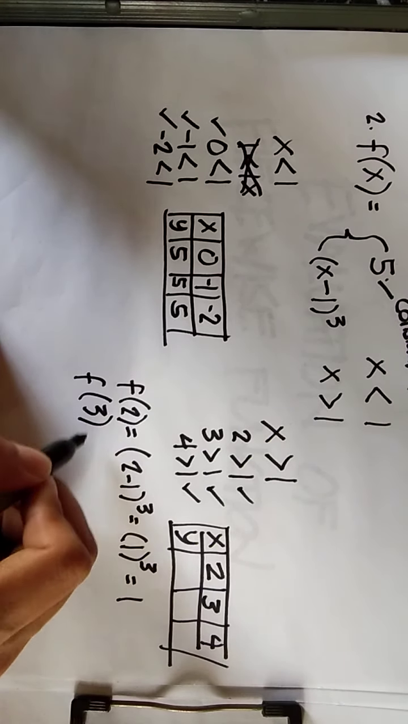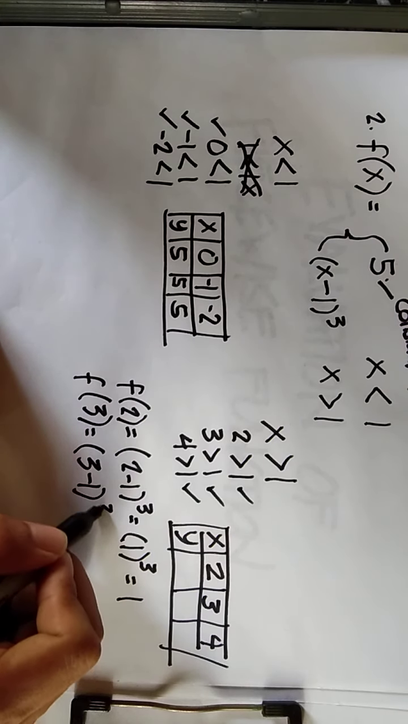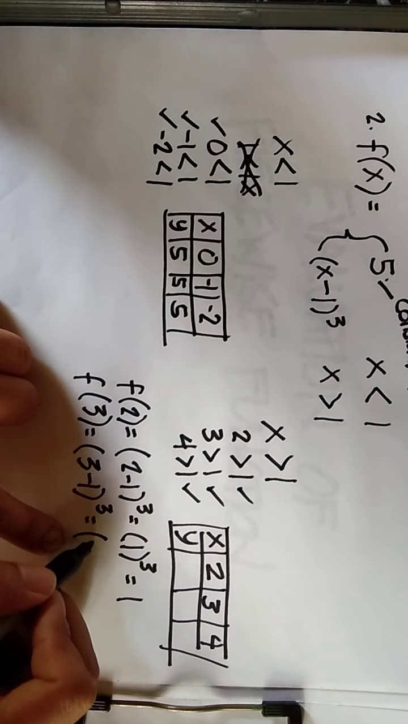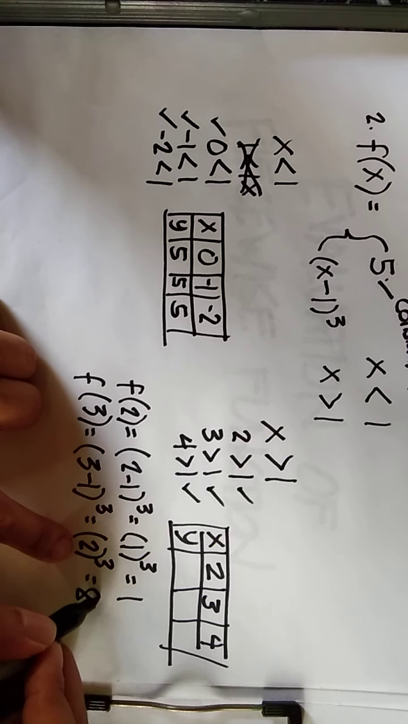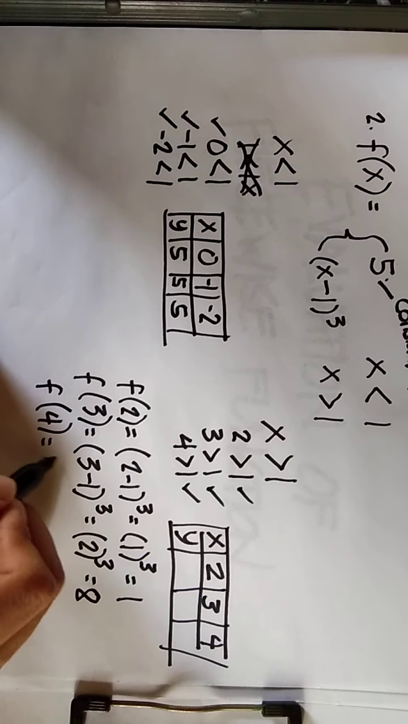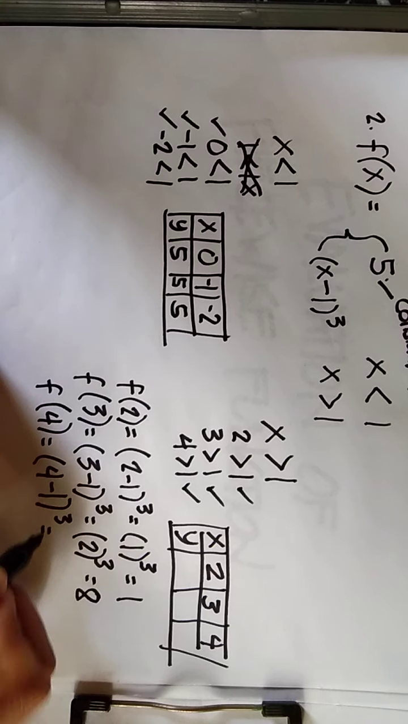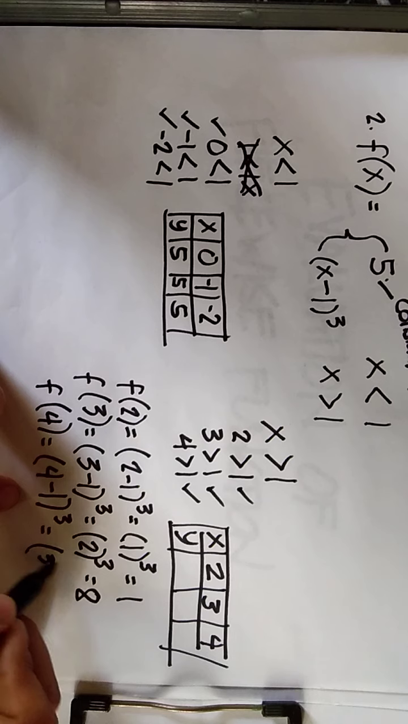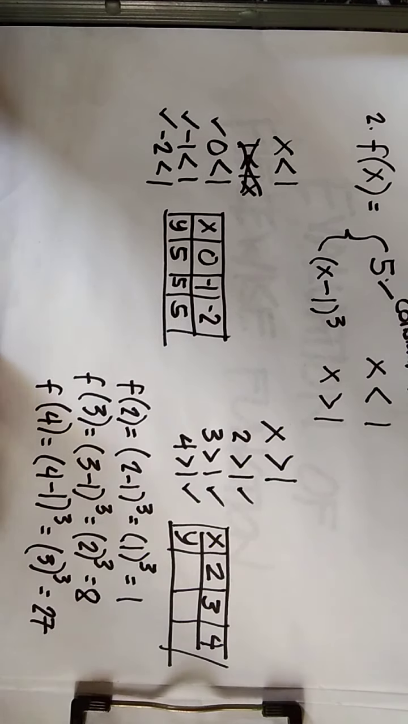F of 3 is equal to 3 minus 1 cube. 3 minus 1 is equal to 2 cube. And 2 cube is equal to 8. And f of 4 is equal to 4 minus 1 cube is equal to 4 minus 1 is equal to 3. And 3 cube is equal to 27.